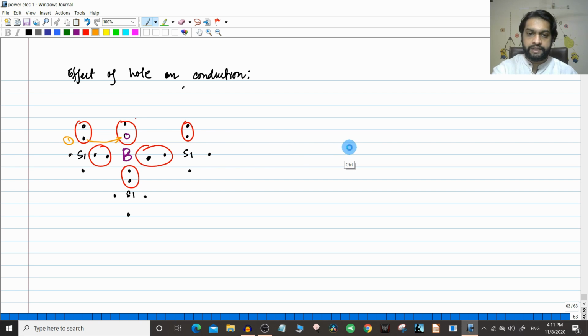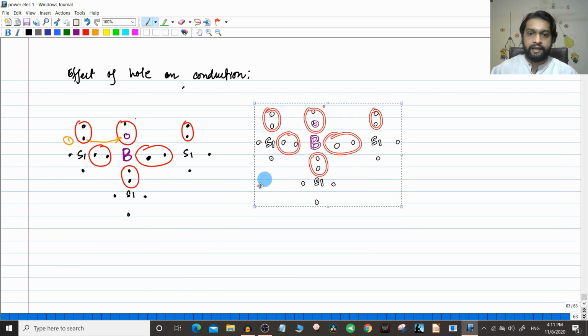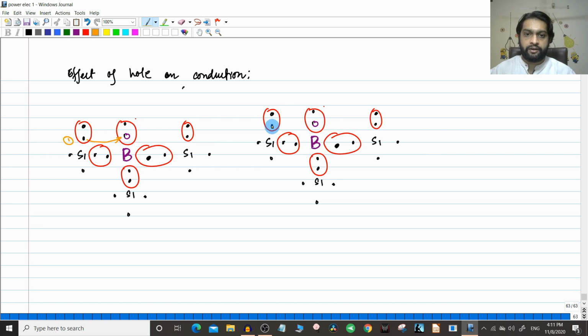If you just visualize it once again, what I am telling is that this electron breaks this bond and occupies this particular position here. So this electron will leave its position and occupy this position. So what happens to the hole? The hole is created here and the electron has moved to this position. So this is the electron 1. The electron 1 has moved from left to right, whereas the hole has moved from right to left.